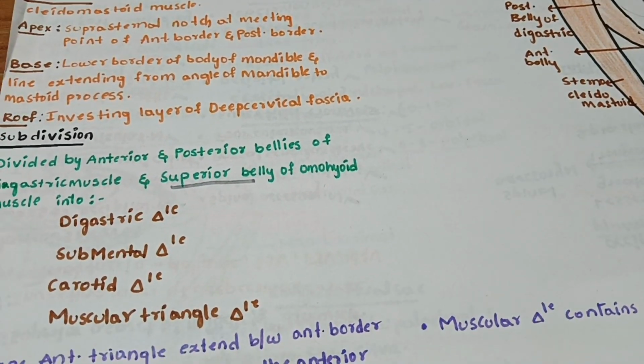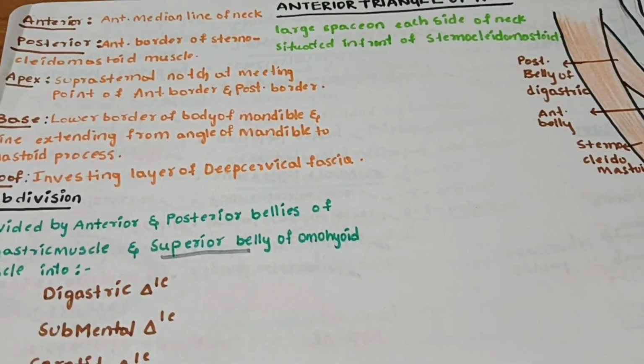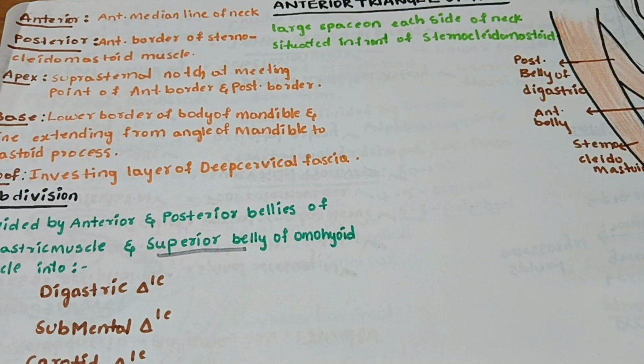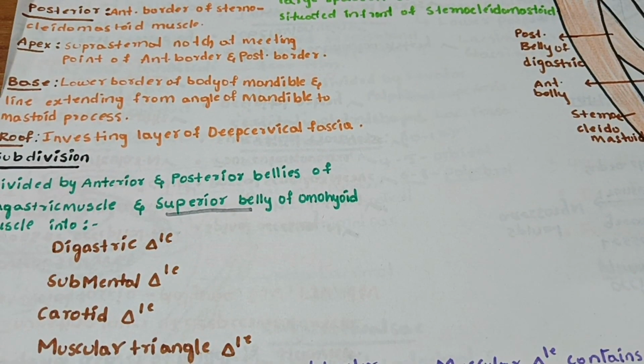This is the complete discussion of the anterior triangle. Part 2 of the anterior triangle will contain the discussion of the submental, digastric and carotid triangles. The muscular triangle is not that important, as it doesn't contain any prominent structures. So we will discuss the digastric, submental and carotid triangles in further classes.